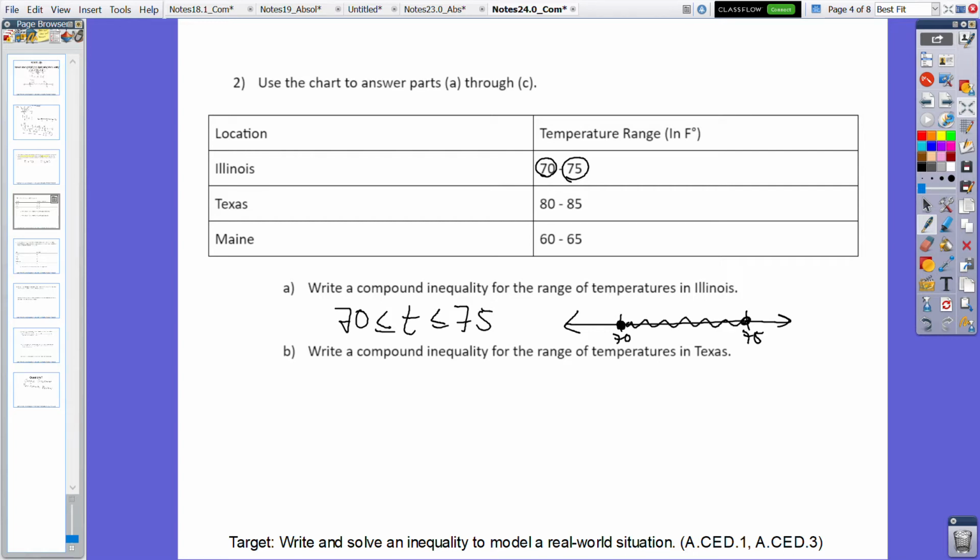Then our compound inequality for the range of temperatures in Texas. Texas is 80 to 85, so that's going to be another "and" inequality. So we're going from 80 less than or equal to T, less than or equal to 85. Very similar to what we saw for Illinois, but we're going to have 80 here and then 85 on the right, and once again we include those. So that means we have everything in between. Any number between 70 and 75 for Illinois, 80 and 85 for Texas, gives me a range of the temperatures that we can have.